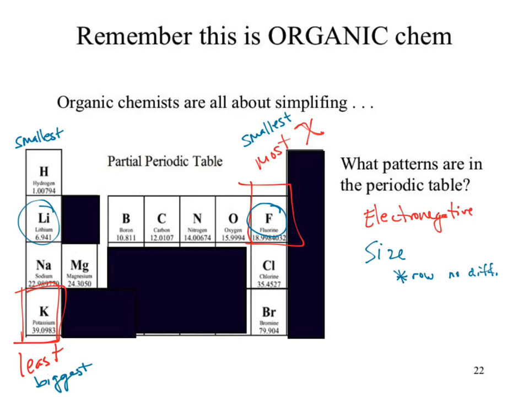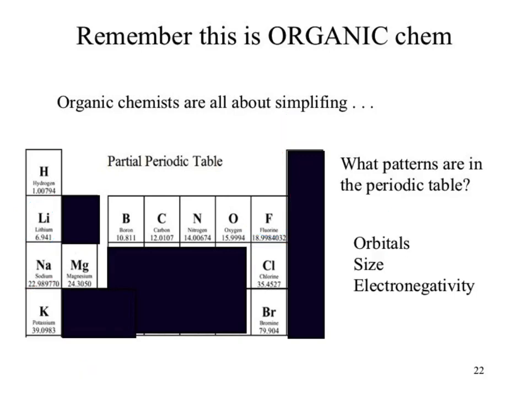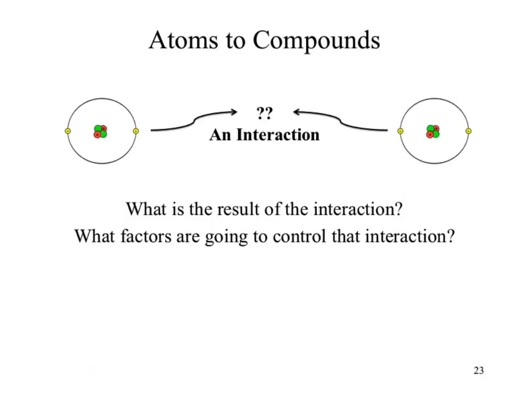Okay? So we have to be thinking about both of those dynamics of what's changing, what's not. Make sense? Okay. So orbital, size, electronegativity. So now how do we move to compounds? Well, we're bringing these two atoms near each other and they generate some kind of interaction. That interaction is going to result in potentially two separate categories.